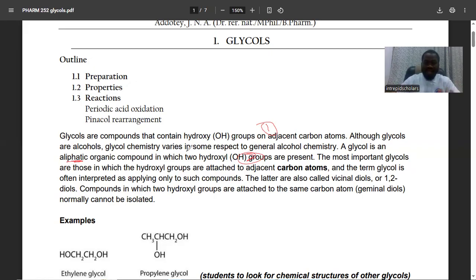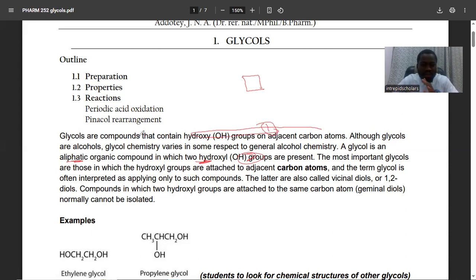And we have cyclic aliphatic. So something like this will qualify as aliphatic. Butane, this is aliphatic, right? Aromatic is the benzene type, the benzene-like compounds. Now we are seeing it's an aliphatic organic compound in which two hydroxyl groups are present. Now the second definition is not stressing on the fact that the two hydroxyl groups should be on adjacent carbon atoms. Now, these two definitions are correct.